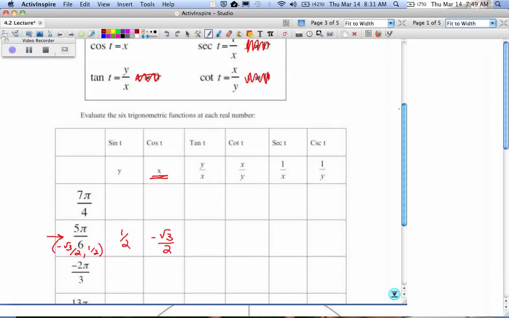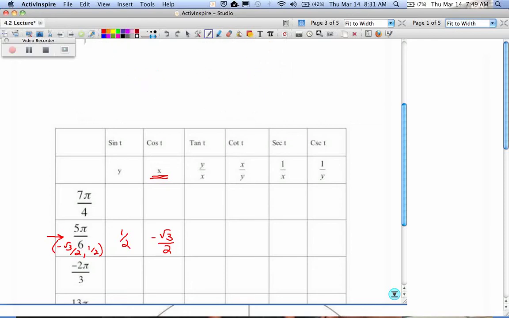Let's create some room up here. You guys just need to find a little scratch area to work. If I take my sine, that's 1/2, and I divide by cosine, negative root 3 over 2, that's like taking 1/2 times 2 over negative root 3. Get rid of your 2's. Negative 1 over root 3, can't have that, so you go root 3 over root 3. I get negative root 3 over 3.